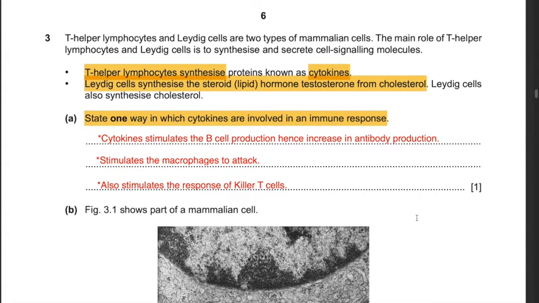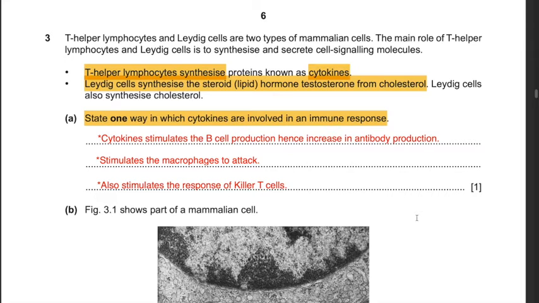Question 3. T helper lymphocytes and Leydig cells are two types of mammalian cells. The main role of T helper lymphocytes and Leydig cells is to synthesize and secrete cell signaling molecules. T helper lymphocytes synthesize proteins known as cytokines. Leydig cells synthesize the steroid lipid hormone testosterone from cholesterol. Leydig cells also synthesize cholesterol. Part A. State one way in which cytokines are involved in an immune response.